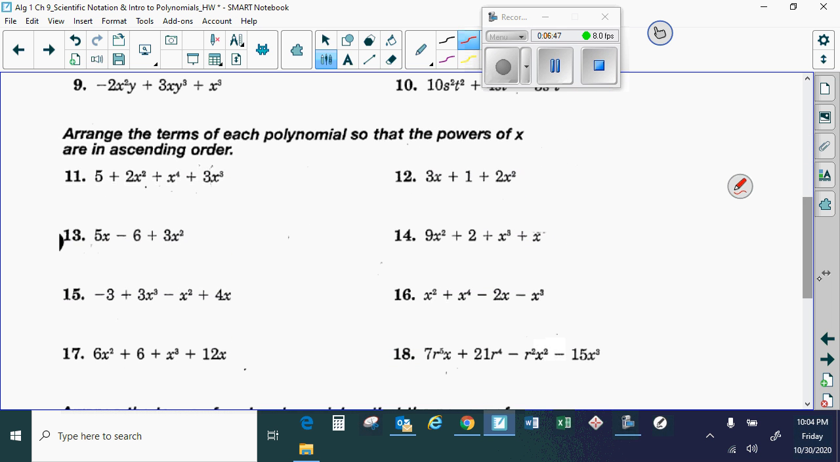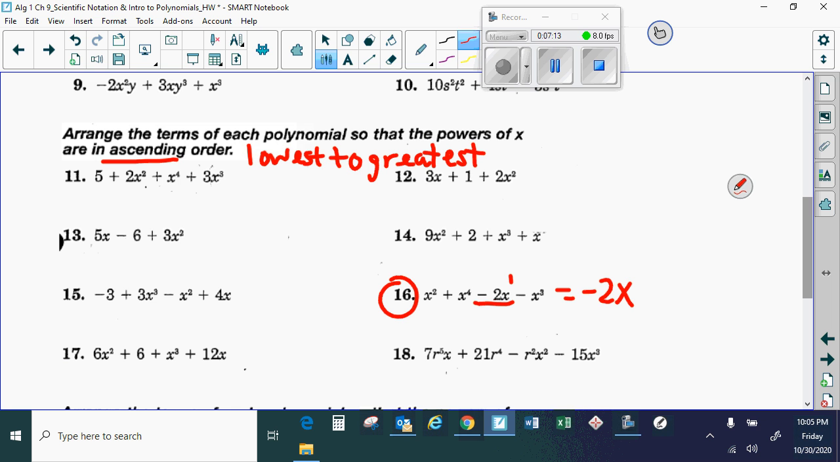All right, arrange the terms of each polynomial so that the powers of x are in ascending order. Ascending means going up, so we put lowest to greatest. Okay, let's go ahead and do 16. So lowest here is 1. Now I have to make sure I keep that negative sign with it. So I have negative 2x. Next up is plus x squared, that's degree 2. Next up is minus x cubed, degree 3. And lastly, x to the 4th, the highest degree, smallest to greatest.